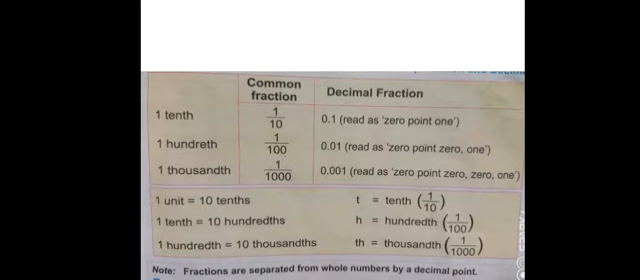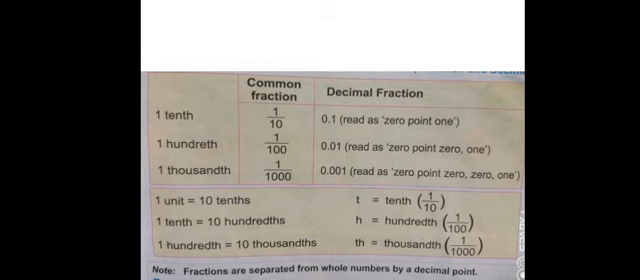So how are we going to read a decimal point? 1/10, that is 1 over 10 in fraction, is being read as 0.1 in decimal. Okay, 1/100, that is 1 over 100 as a fraction, is read as 0.01. 1/1000, that is 1 over 1000, is read as 0.001. I hope you got that.